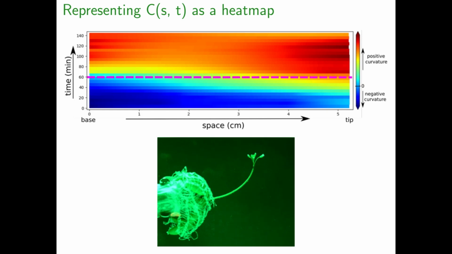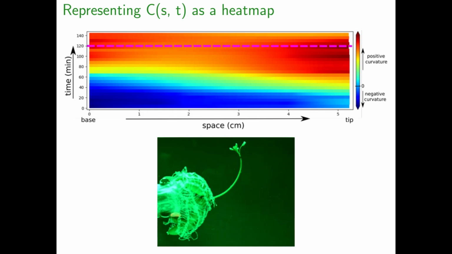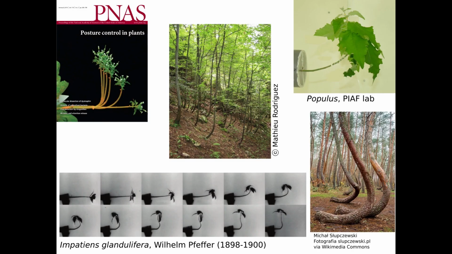Then the whole stem bends upward and its curvature increases everywhere. The curvature reaches a maximum and the tip overshoots the vertical. Then the curvature decreases a bit and the shoot apex comes back to the vertical. We hope you are now convinced that curvature is a powerful tool for describing gravitropic motions.